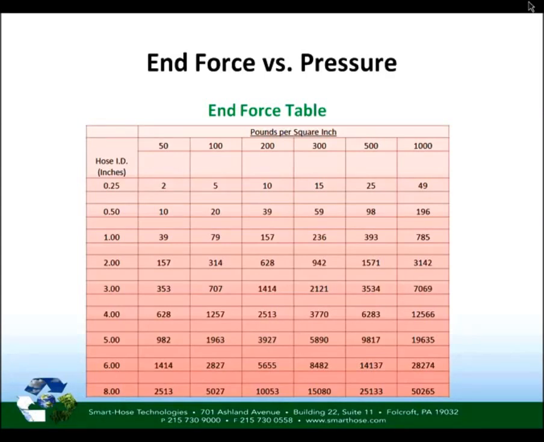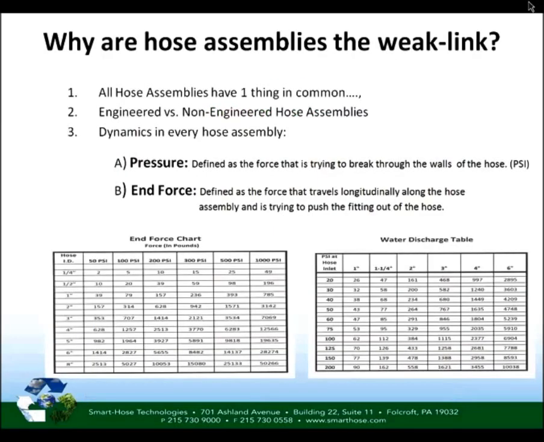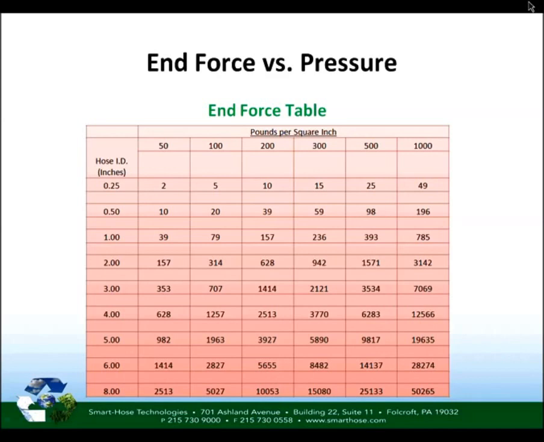Note that hose diameters that are greater than 1 inch will always experience end force that is greater than the pressure. This is just to point out that end force is not the same as pressure. So let's say you have a 2-inch hose and you're operating at 300 psi. We go down this chart and we see that the end force is 942 psi.